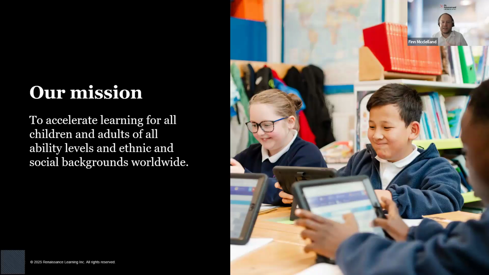At Renaissance, our mission is clear, and that is to accelerate learning for all. We strive to ensure every student, regardless of their starting point, is seen, supported, and empowered to succeed. And by leveraging our tools and insights, we help educators drive meaningful outcomes for learners of every ability, level, and background around the world.